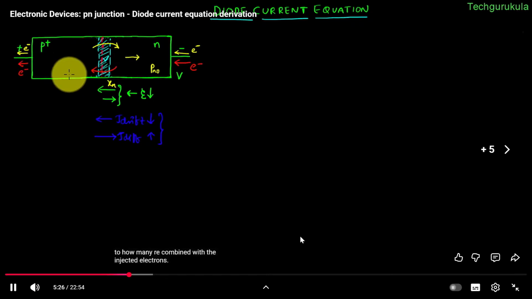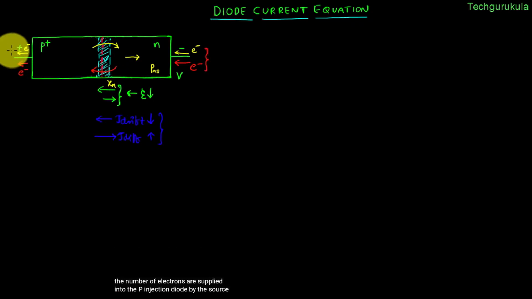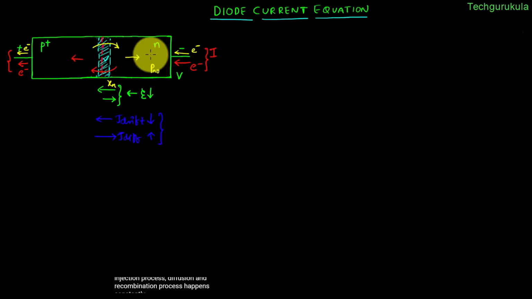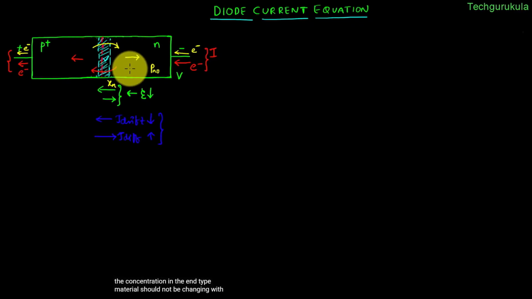And if you see, the number of electrons supplied into the p-n junction diode by the source would be exactly equal to the number of electrons taken out of the diode by the source. We call this number of electrons flowing per unit time the current flowing through the diode, I. But as this injection, diffusion, and recombination process happens constantly, the concentration in the n-type material should not be changing with respect to time. But we don't know exactly how the distribution is with respect to distance.